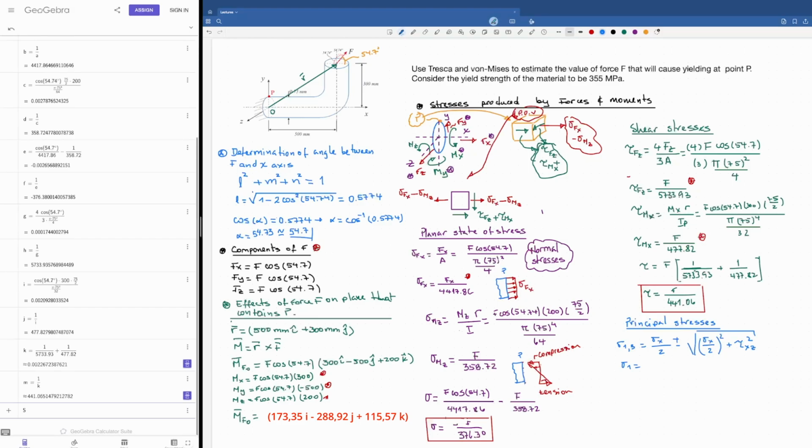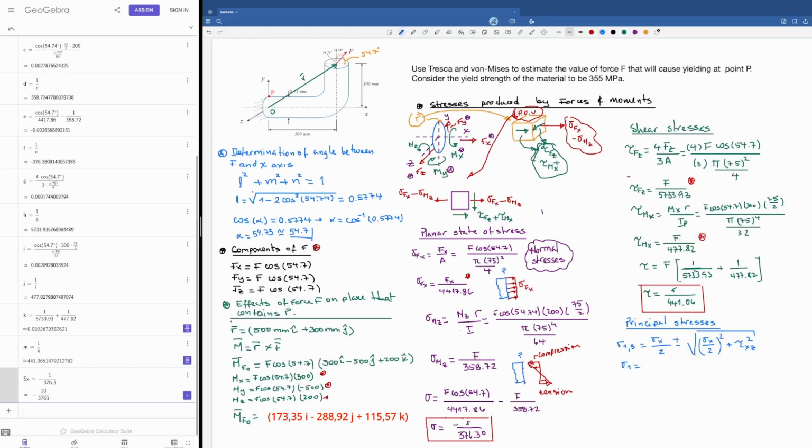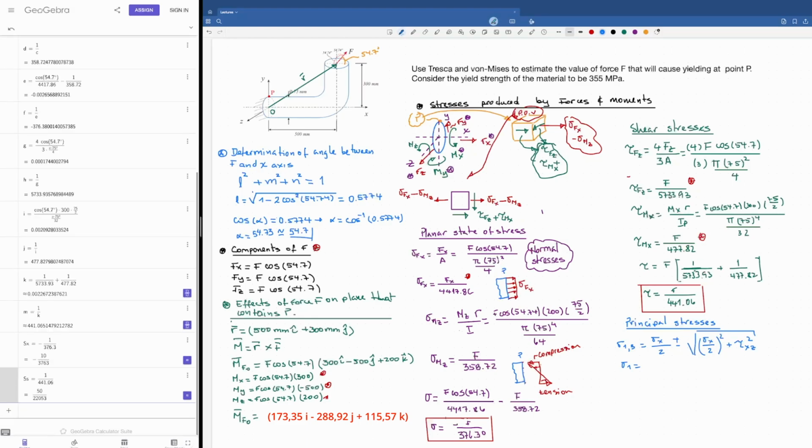So I can call Sx as minus 1 divided by 376.3. This is the normal stress in the x face. And then I'm going to call the shear stress, this is positive, 1 divided by 441.06. I'm doing it like this because I need to leave that force out, because I don't know how much it is. So let's see. The first stress is going to be this much. Just write like this: Sx divided by 2 plus the square root of Sx divided by 2. But let me go back a little bit to put the square term here.